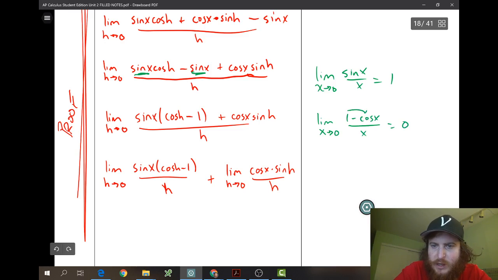Now you can always flip these, so we could have the limit as x approaches 0 of cosine of x minus 1 over x, which is also 0.